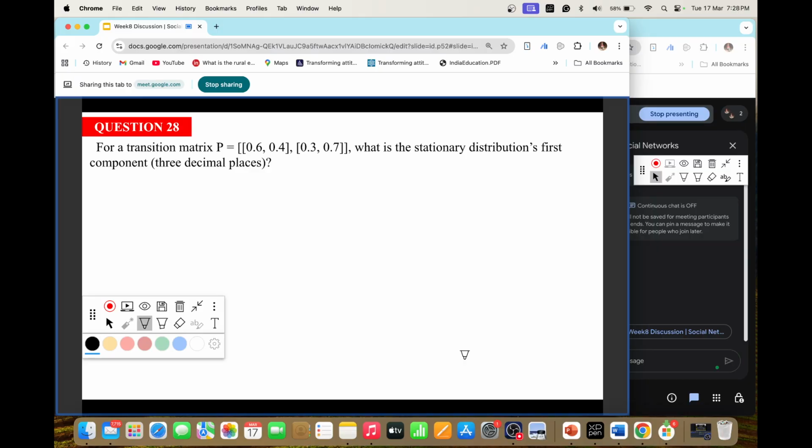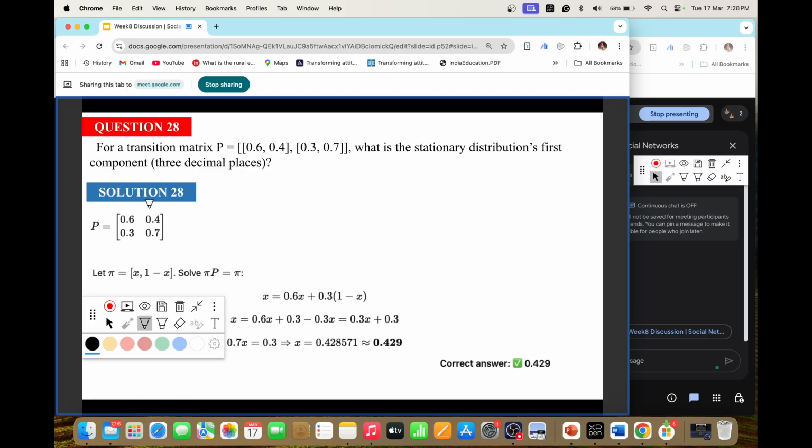For a transition matrix, what is the stationary distribution's first component? So how will we solve it? This is the transition matrix. Actually it is the transpose of what we have learned: there the sum of column entries is 1, but here the sum of row entries is 1. So just transpose it. Same thing: 0.6 and 0.4 give you 1, and 0.3 and 0.7 give you 1. So that is why it is a transition matrix.